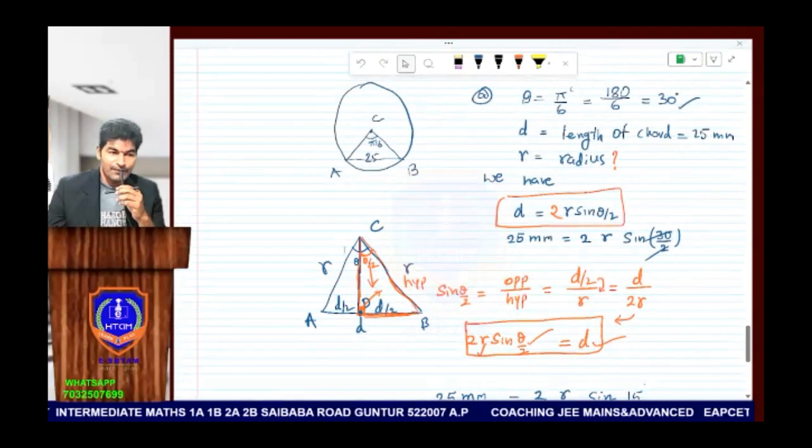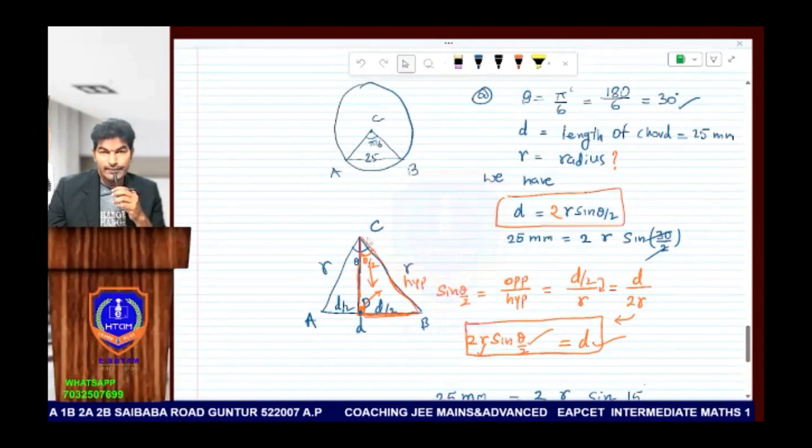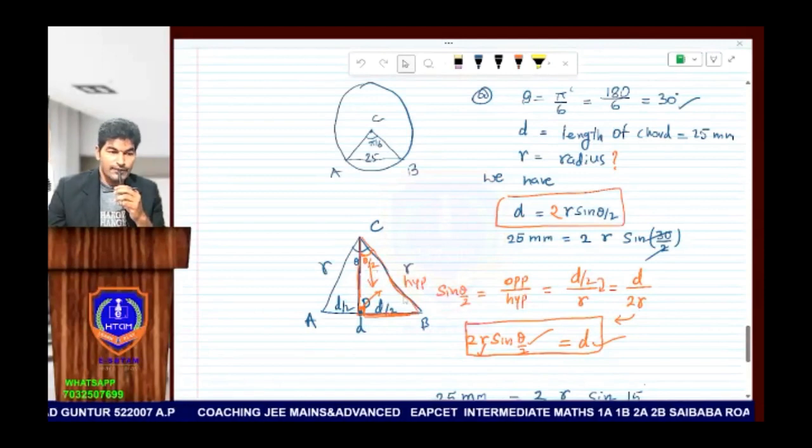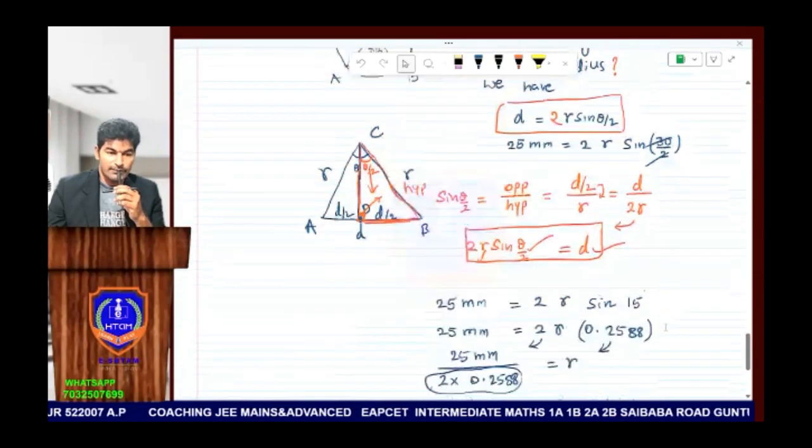Make a triangle. There is a theta and a radius. The arms are radii, and they will both be the same, so it is called an isosceles triangle. Suppose the length of AB, which is a chord, is D, and the angular bisector cuts the chord into 2 equal parts, D by 2 and D by 2, forming a right angle triangle. You can apply sin theta by 2 to the right angle triangle. It is opposite by hypotenuse. Opposite will be D by 2 and hypotenuse will be R. Then you have the formula D equal to R sin theta by 2. Remember.